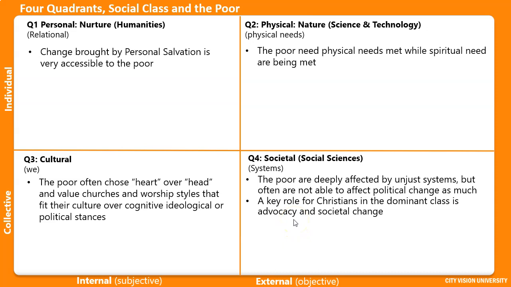So hopefully all this is helpful, and just recognizing how all these factors affect the poor: that personal salvation is important, but you can't separate out physical needs; recognizing the importance of culture, and that's often the dominant quadrant of the poor; and recognizing that advocacy and social change are needed, but often the poor don't have those resources. So hopefully you find this helpful.